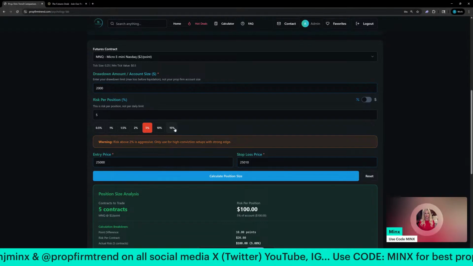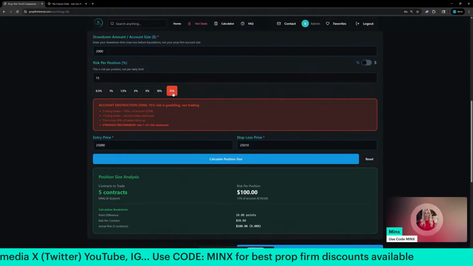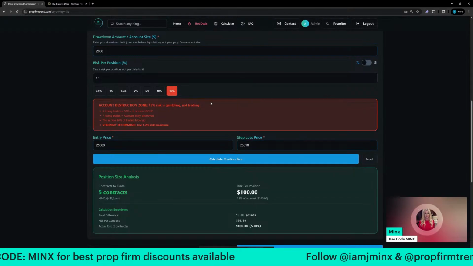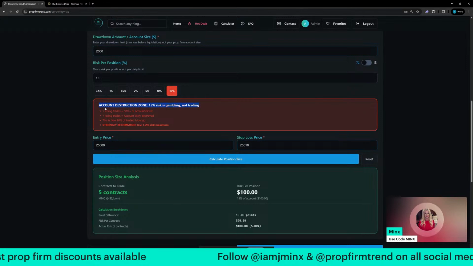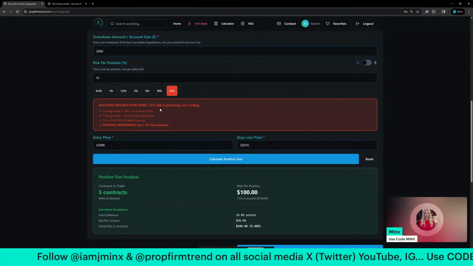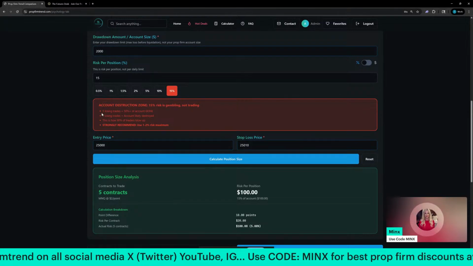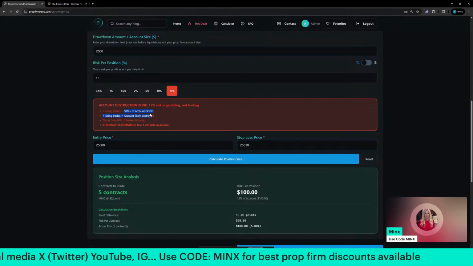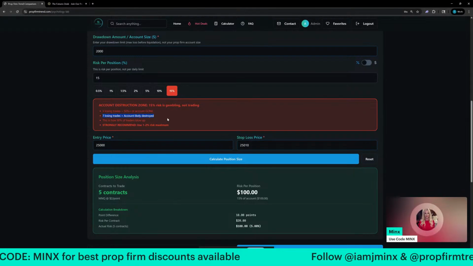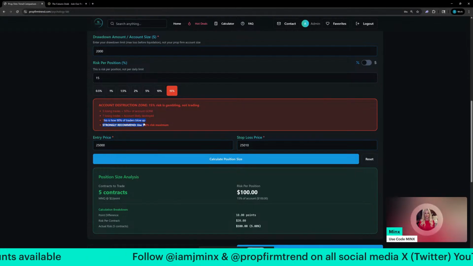But this is what I see. They go actually even more. This is 15%. If I had 50% or 70%, I would click on those buttons. But basically, this is your account destruction zone. 15% risk per position is gambling. It's not trading. So 5 losing trades, 50% of your account is gone. 7 losing trades, your account is destroyed. And this is how 90% of traders blow up.